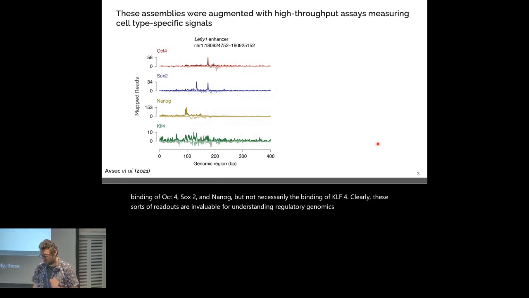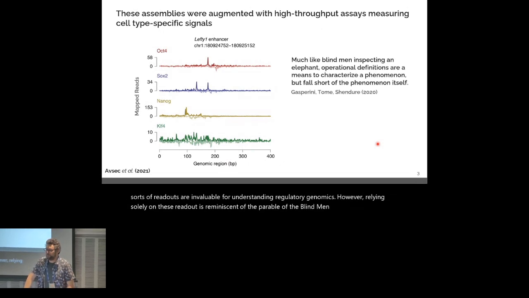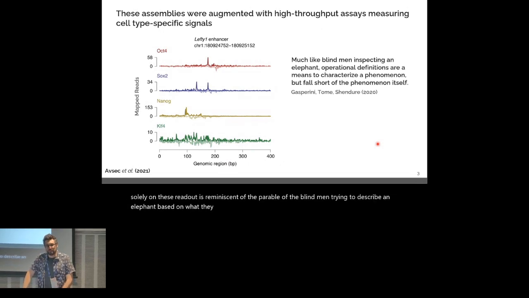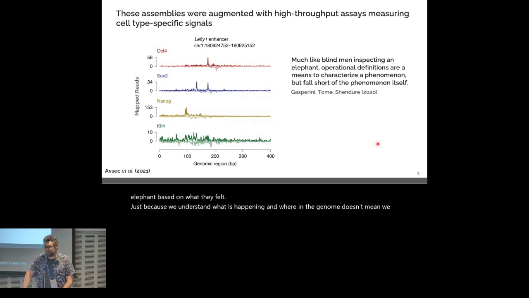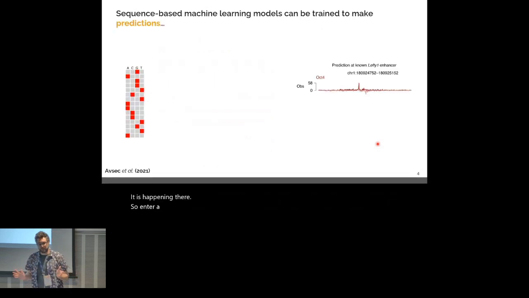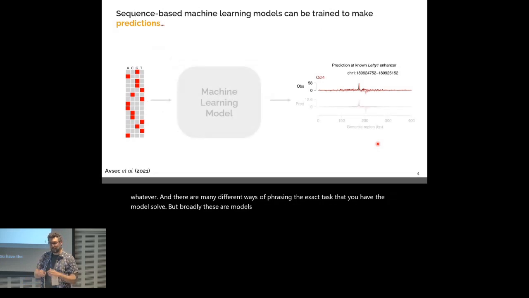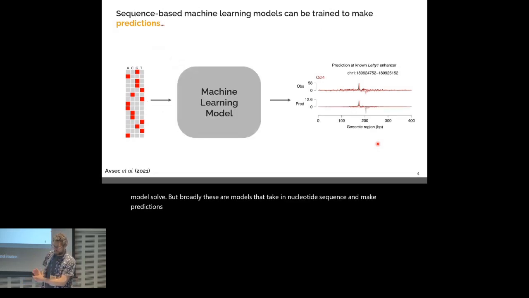However, relying solely on these readouts is reminiscent of the parable of the blind men trying to describe an elephant based on what they felt. Just because we understand what is happening and where in the genome doesn't mean we understand why it is happening there. So, enter sequence-based machine learning methods. There are many different computational units that you can use internally: convolutions, transformers, Mamba, whatever. And there are many different ways of phrasing the exact task that you have the model solve. But broadly, these are models that take in nucleotide sequence and make predictions for these sorts of readouts.